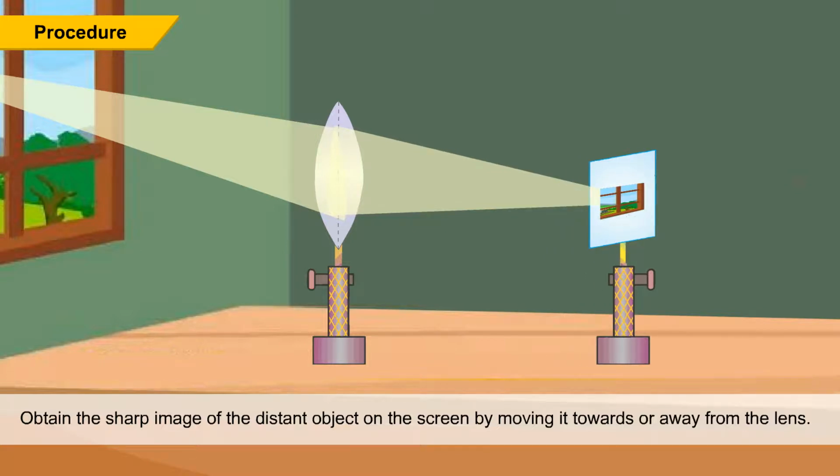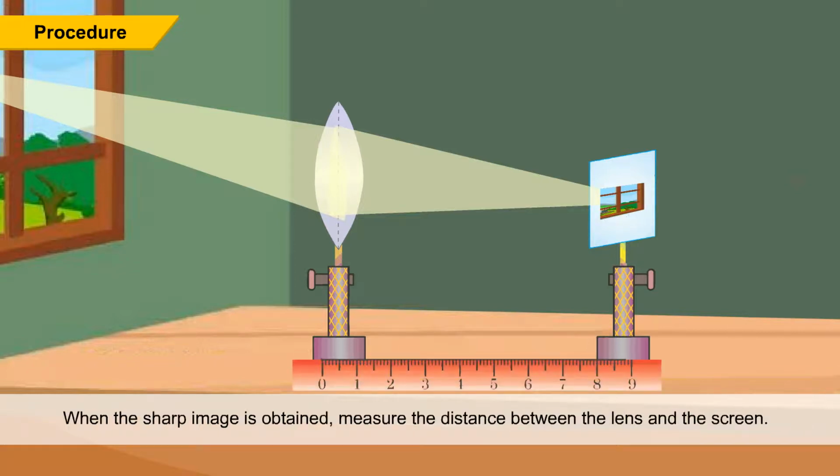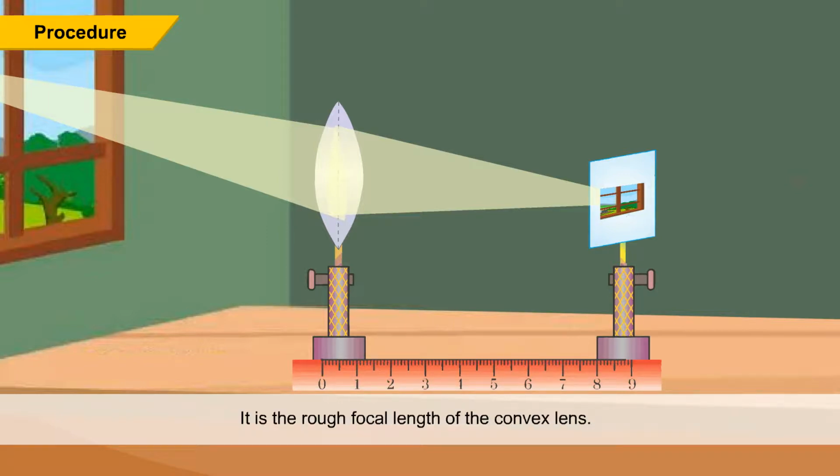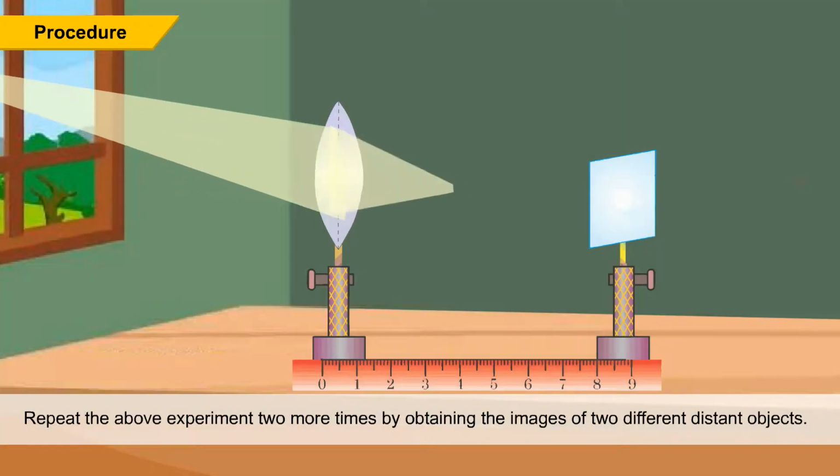Here is the measurement of focal length of a convex lens. When the sharp image is obtained, measure the distance between the lens and the screen. It is the rough focal length of the convex lens. Repeat the above experiment 2 more times by obtaining the images of 2 different distant objects.